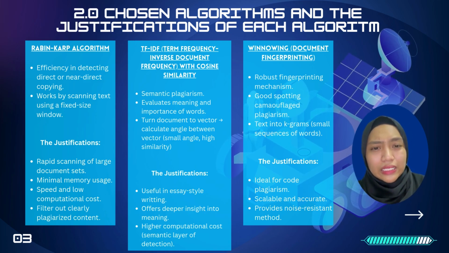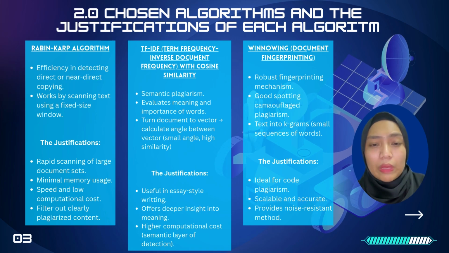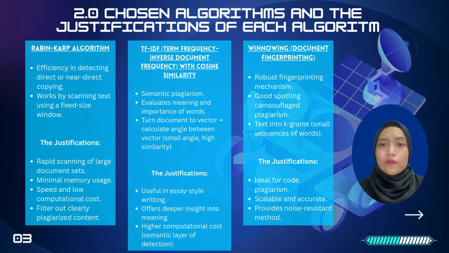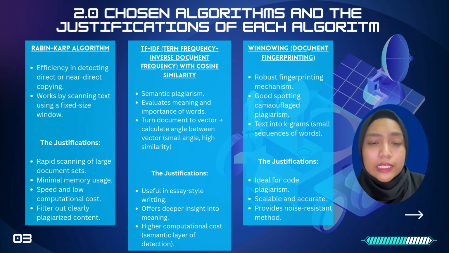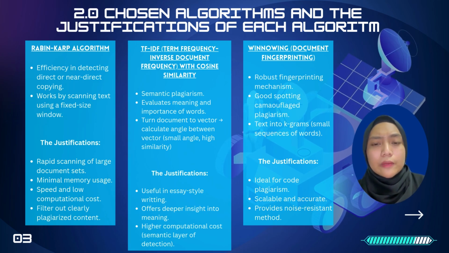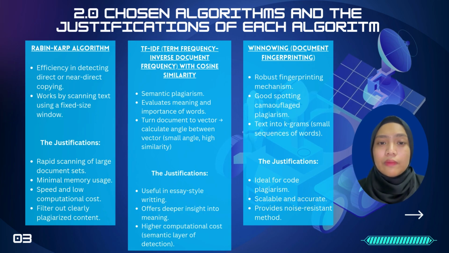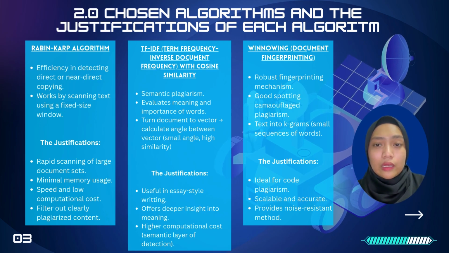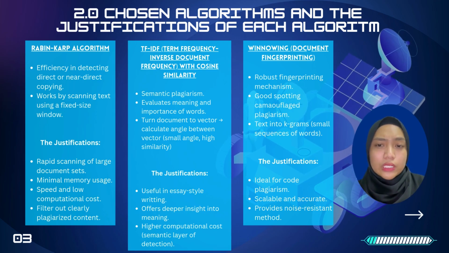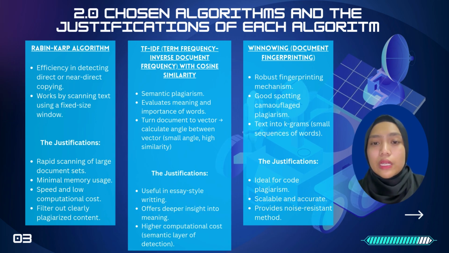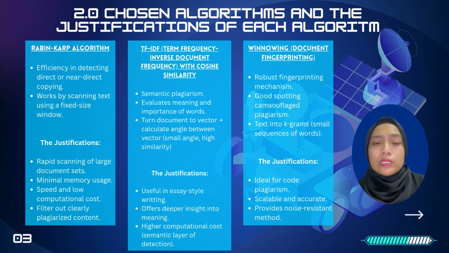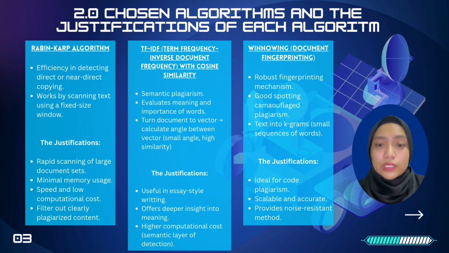Its linear time and space complexity makes it scalable and accurate, even with minor surface changes. Unlike simpler exact match techniques, winnowing provides a noise-resistant method while still maintaining a high detection rate. That's why we did not reject it, despite the fact that it focuses on structural similarity rather than meaning, because it balances the overall system.